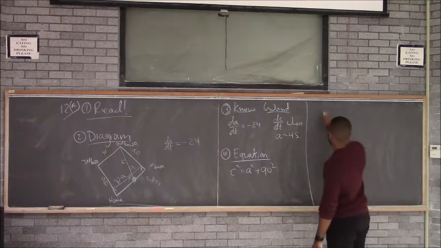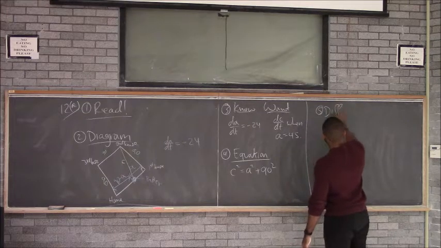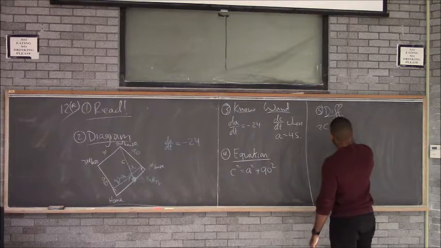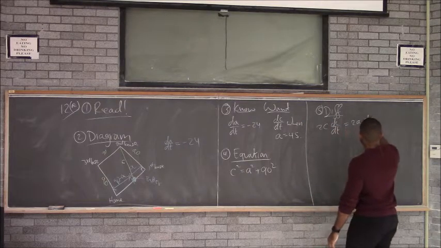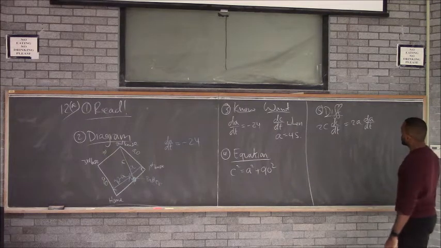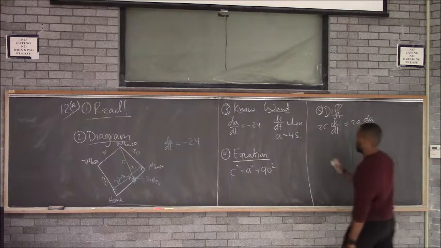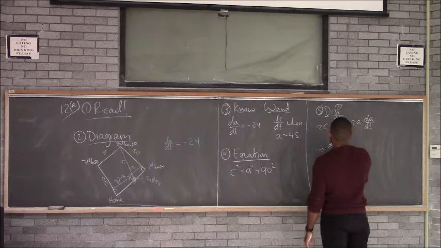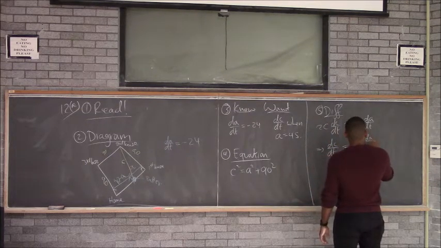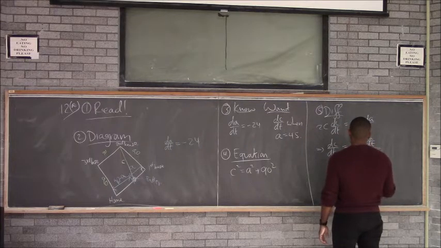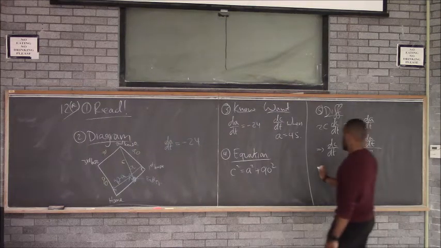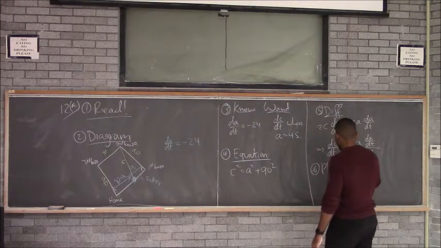And then, of course, step 5, just differentiate. That is going to be 2C dC/dt is equal to 2A dA/dt. The derivative of 90 squared is 0. So we can find dC/dt by A dA/dt over C. And so now we go to step 6, we're going to plug in.